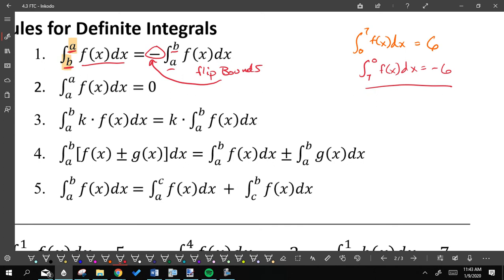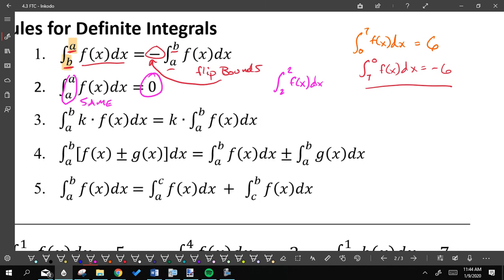Number 2, we are finding the area under the curve. If I asked you to find the area under the curve starting at 2 and going until 2, you find all of the area underneath the curve starting at 2 and going to 2. How much area is going to be under the curve? 0. If your bounds are the same, you didn't go anywhere. So there's not going to be any area under the curve, so it's just 0.